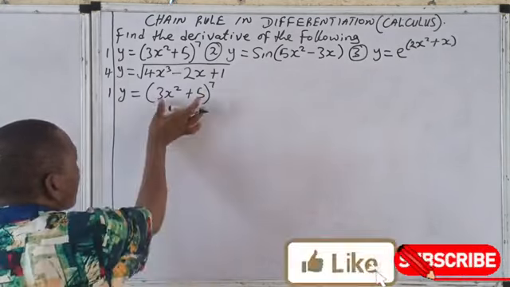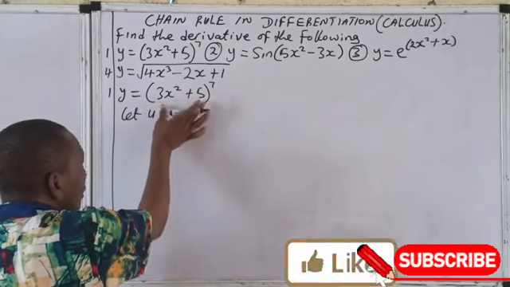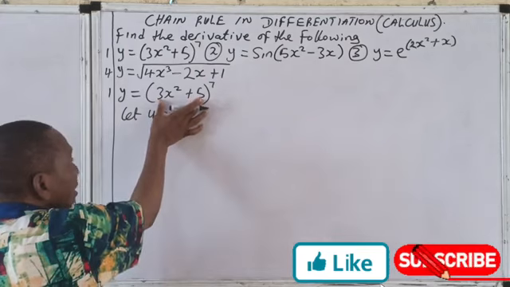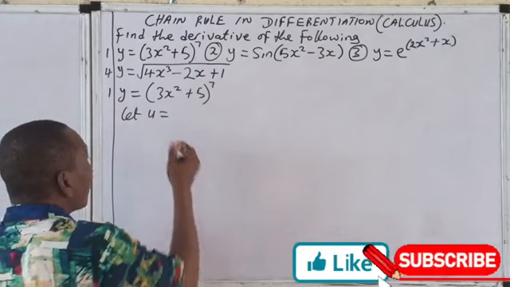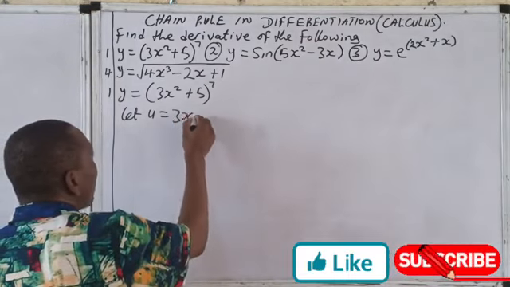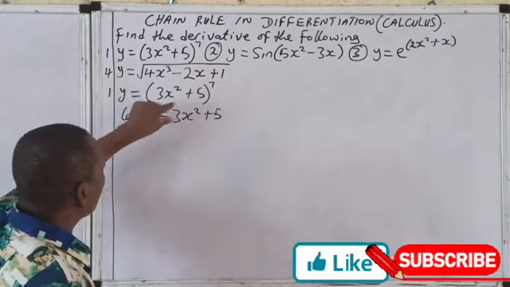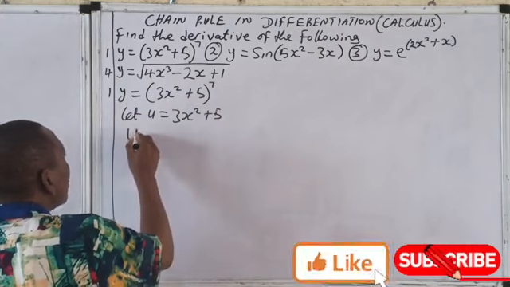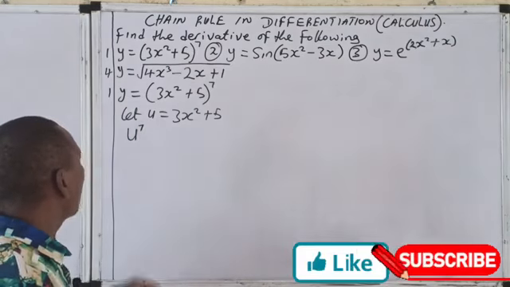First, the inside the bracket, let u equal to what? Equate the inside of the bracket to a particular alphabet. You can use u or any alphabet. So let u equal to 3x squared plus 5. Now y is equal to u, so we now have u raised to power 7. Now, what you need to do is this.